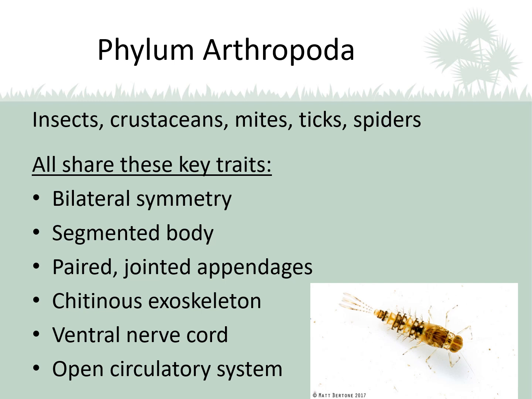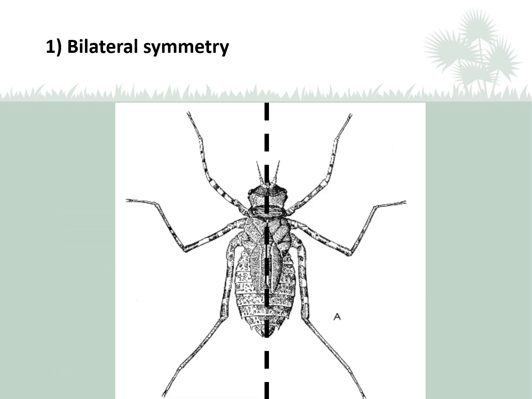All share some key traits. They have bilateral symmetry, a segmented body, paired jointed appendages, a chitinous exoskeleton, a ventral nerve cord, and an open circulatory system. Here's an example of bilateral symmetry. Note, if you run a center line down through the middle of the insect, the left half is a mirror image of the right half. That indicates bilateral symmetry.